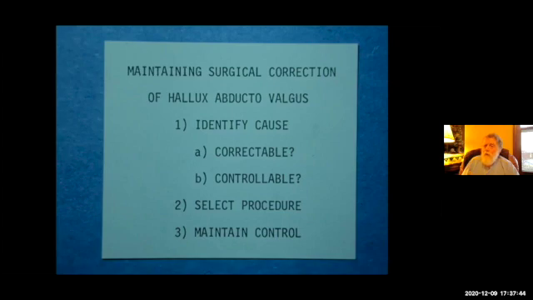Once we identify the cause, we need to decide whether that's correctable or controllable. Some are either. So when I'm treating patients, my normal thing would be to try to control the way the foot works first. And if I can control it, then select procedure based on that. If I maintain control, I'm likely to maintain correction. Does that make sense? Yep. So anybody have any questions about that?